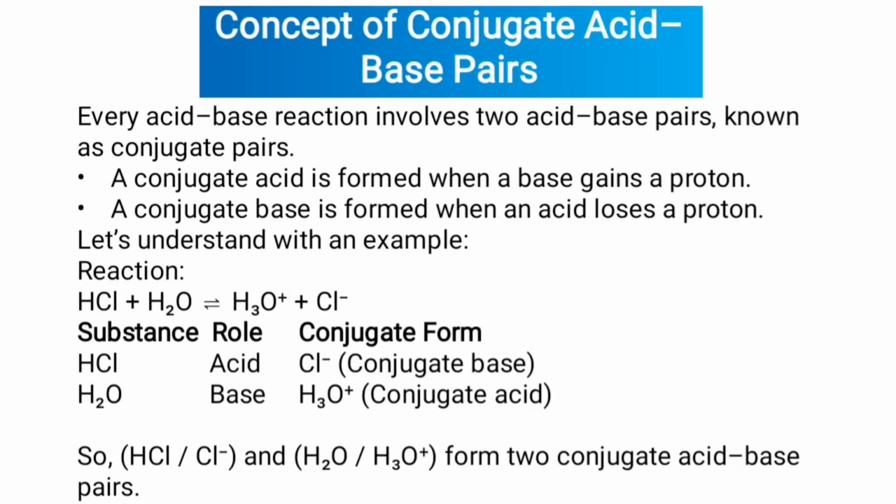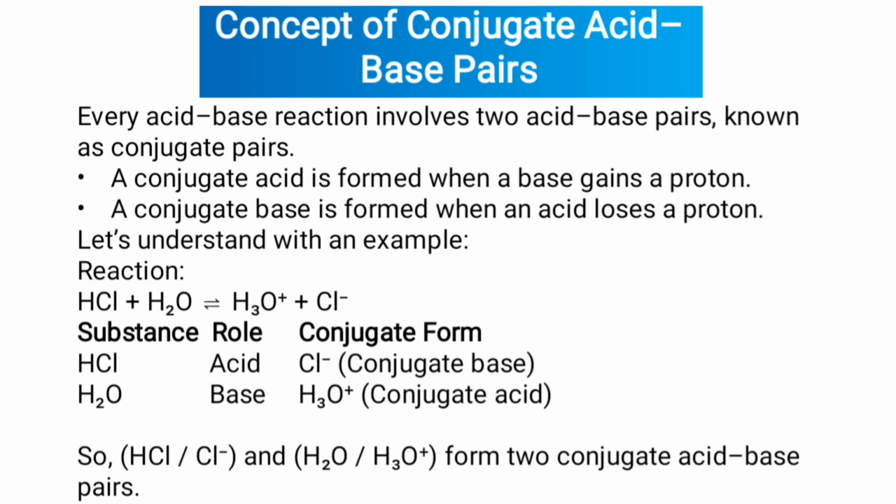Now, concept of conjugate acid-base pairs. Every acid-base reaction involves two acid-base pairs, known as conjugate pairs. A conjugate acid is formed when a base gains a proton, while a conjugate base is formed when an acid loses a proton. Let's understand with an example. Reaction: HCl + H2O reversibly gives H3O+ + Cl-.